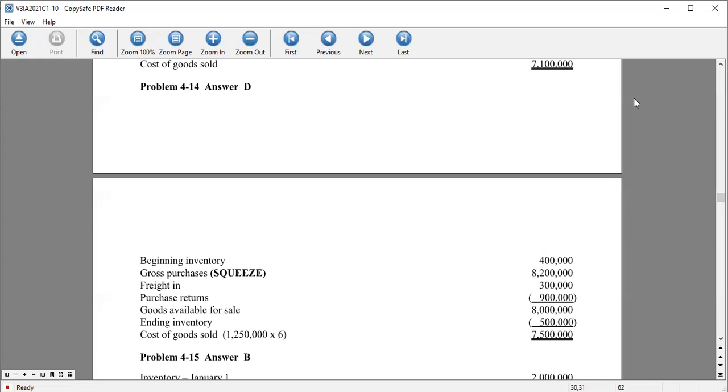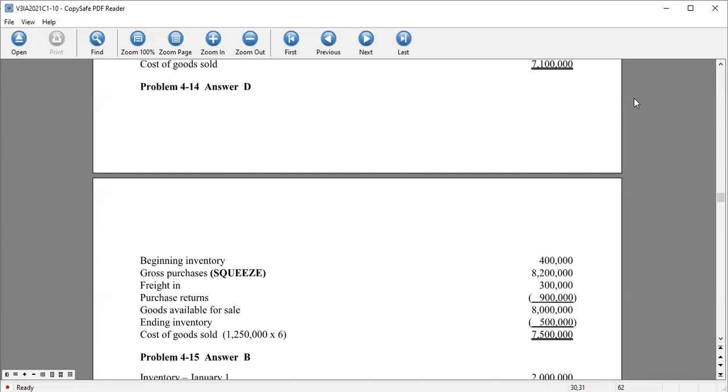So from cost of goods sold, you are going to add back ending inventory, the fact that you are deducting it normally. But if you work back, then you are going to change the sign. 7.5 million, add back 500,000, you get 8 million, and then you are going to add 900,000, 8.9 million, and the minus 700,000. The sum of the beginning inventory and your purchase returns. So you end up with the squeeze figure being your gross purchases.